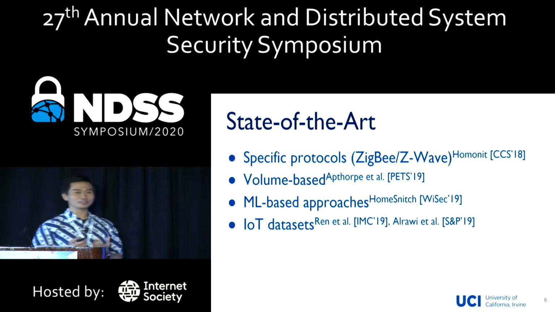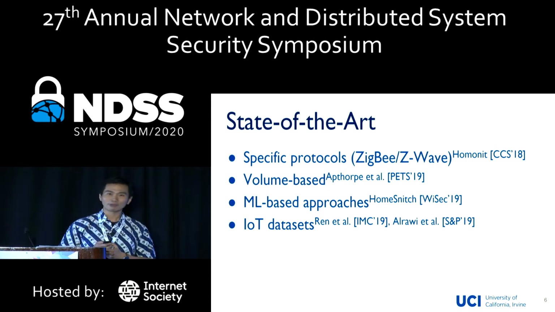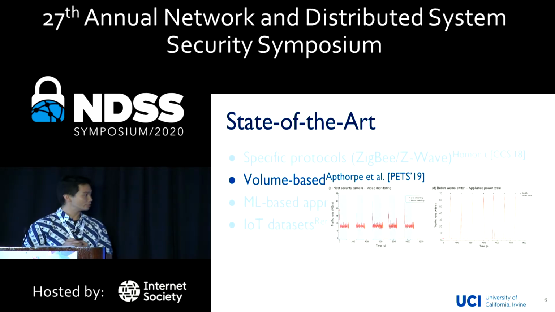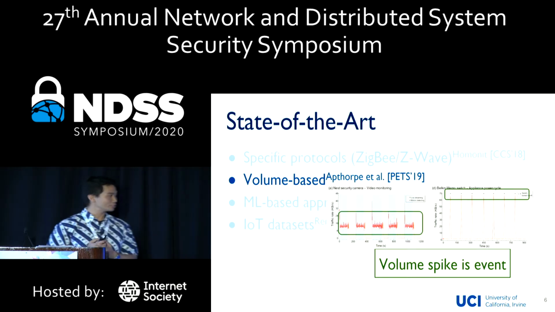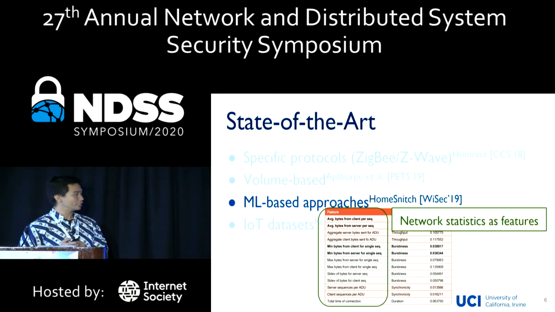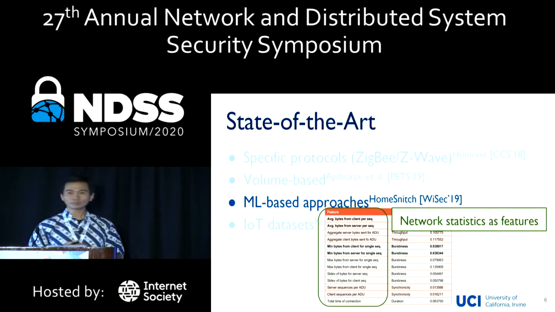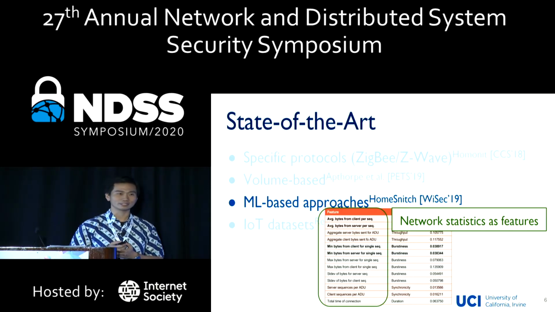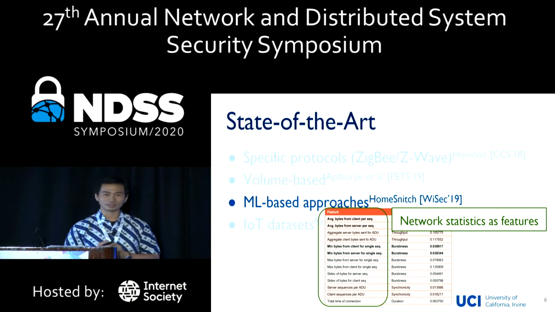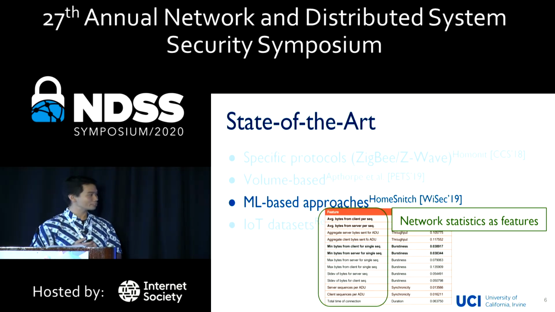In the state-of-the-art of IoT traffic analysis, the research community has looked into the traffic from specific protocols, such as Zigbee and Z-Wave. Some researchers have looked into volume-based signatures, meaning that when there's a volume spike, there's an event. Some other researchers have also looked into machine learning approaches, and they use network statistics as features. The main limitation of these approaches is that we have to collect enough traffic in order to perform the statistical analysis, whereas IoT devices tend to be simpler, and they tend to generate less traffic. So the question becomes, can we actually perform such an analysis using a limited amount of traffic?